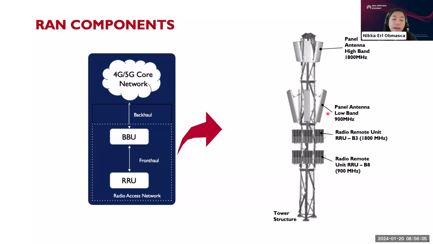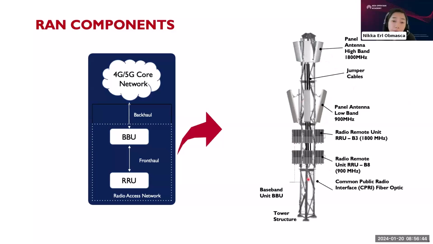Next we have the radio remote unit. The RRU is one of the critical components of the RAN system, as it is responsible for converting radio signals received by the antenna system into digital signals that can be processed by the BBU. So again, the RRU converts the received radio signal into digital signals. These digital signals will then be processed by the baseband unit, or the BBU.